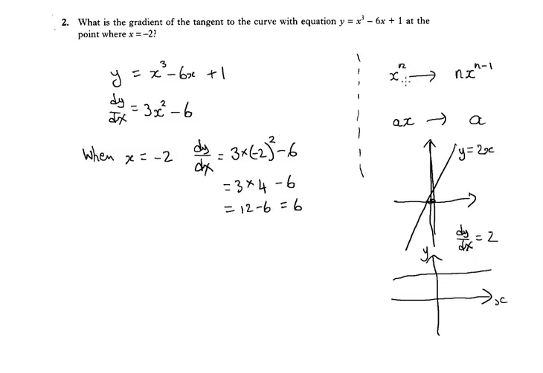So it's quite a steep uphill tangent at that point on the curve. If you go 1 along, you're going up 6. So the gradient is 6. And if we have a look at the answers, you can see that that's choice D. So choice D.